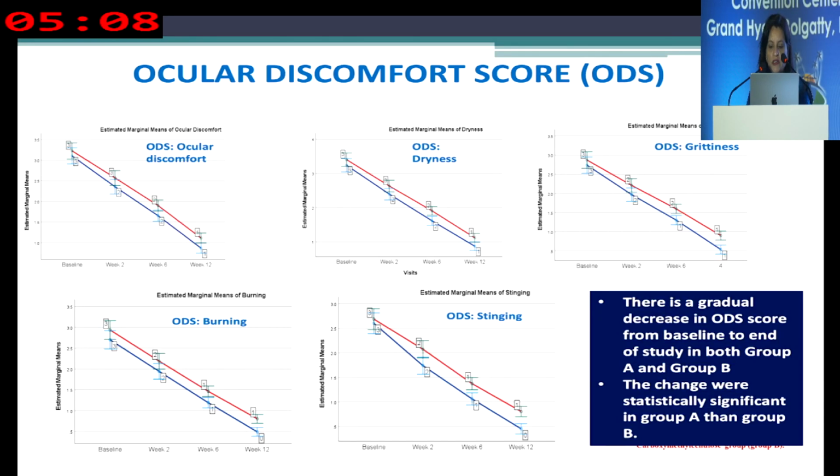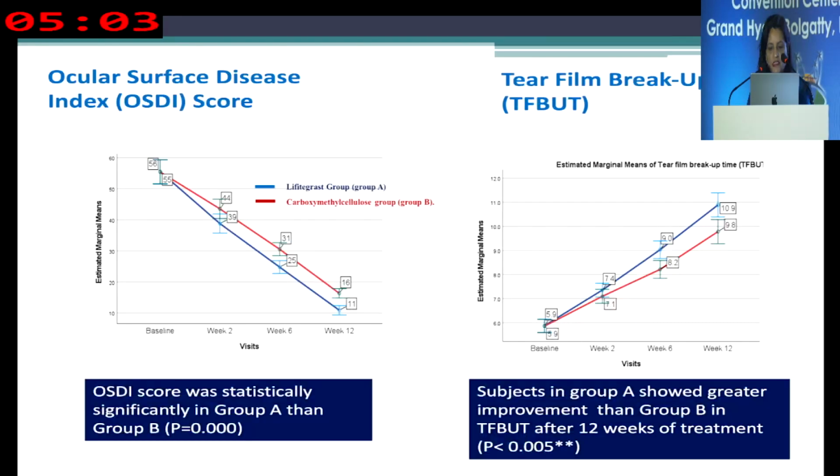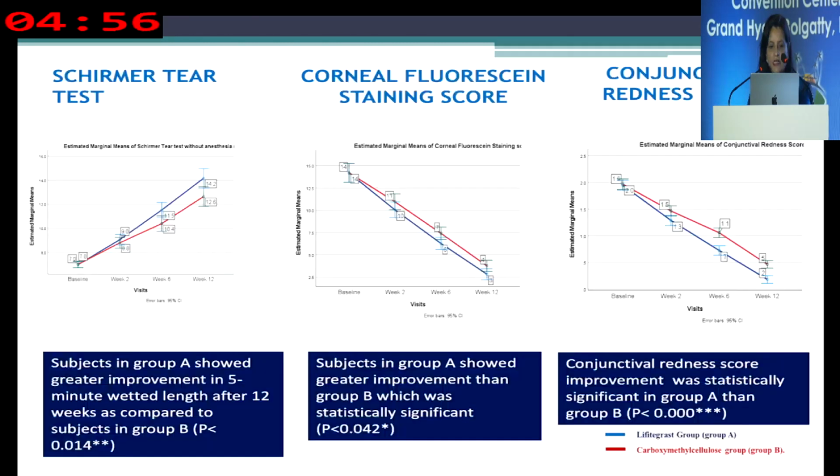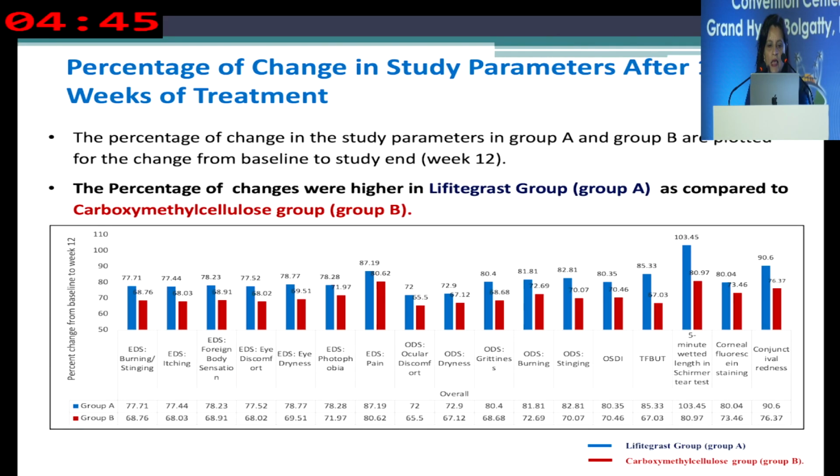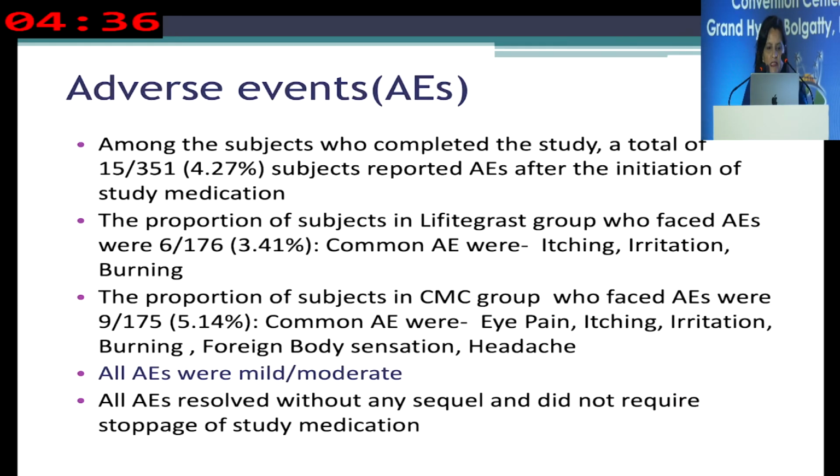Likewise, there was a gradual decrease in the ocular discomfort score, which was again significant with Lifitegrast as compared to CMC. And so was it for the tear film breakup time, where again it was significantly better. In terms of Schirmer tear test, the corneal fluorescein staining score, and conjunctival redness score, all of them were statistically significantly better with Lifitegrast than with CMC. And this was the percentage of change in the study parameters in both the groups. The percentage of changes were higher with Lifitegrast as compared to CMC again.